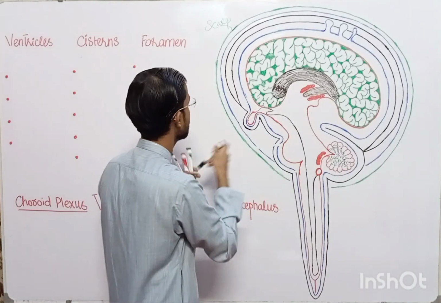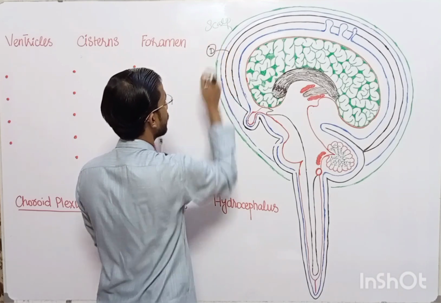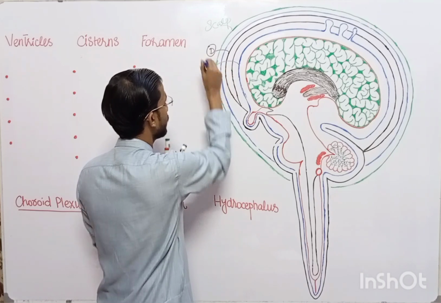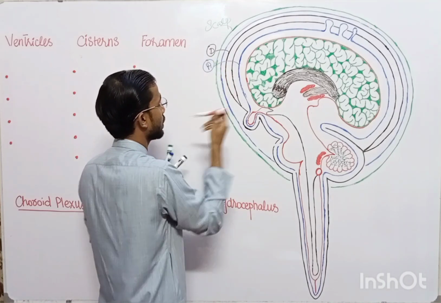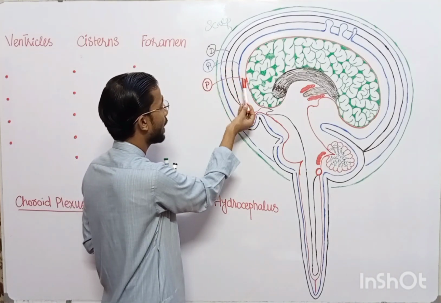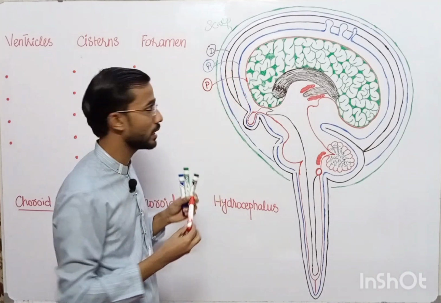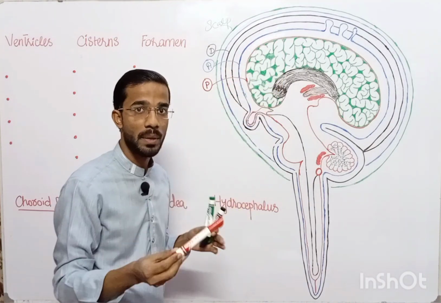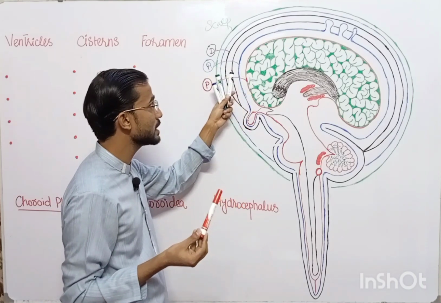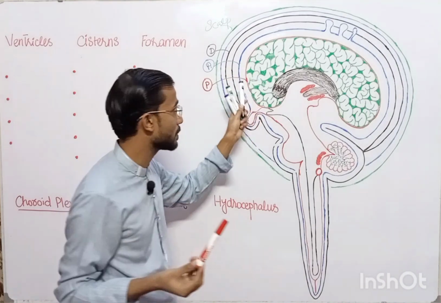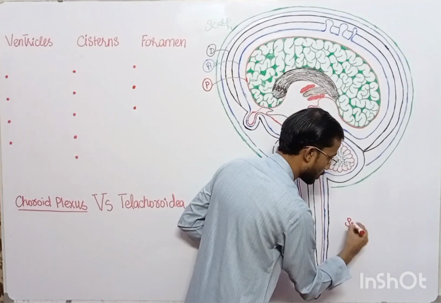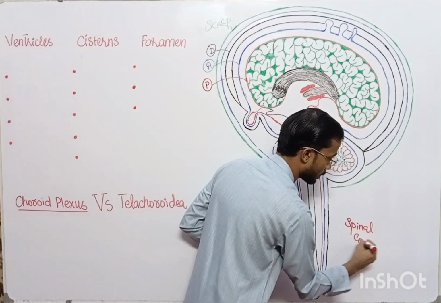So this is the dura mater, then arachnoid mater, and last one is the pia mater. So between the pia and the arachnoid mater, there is a space which is called subarachnoid space because it is below the arachnoid mater, and in this space cerebrospinal fluid is present, which flows in the brain and the spinal cord. Here is the spinal cord.